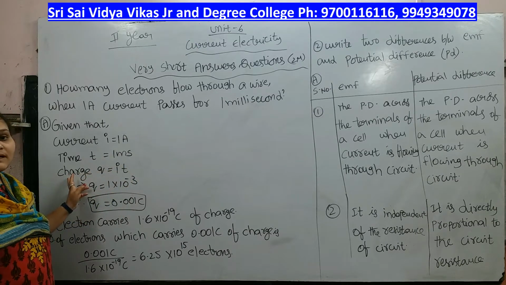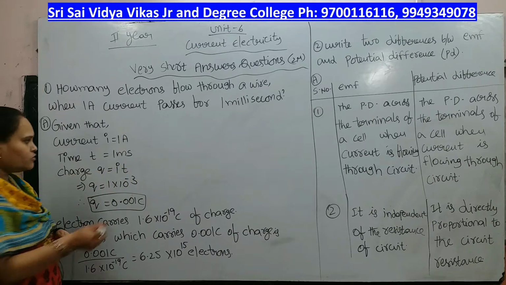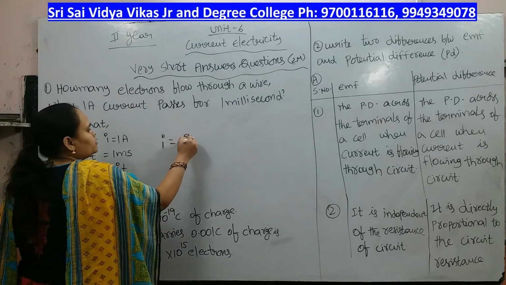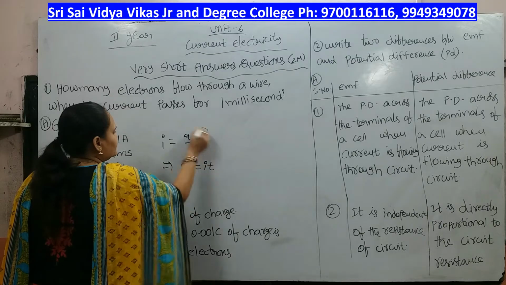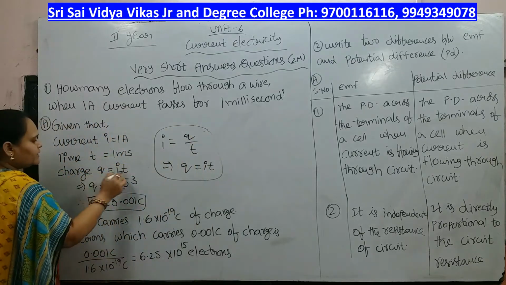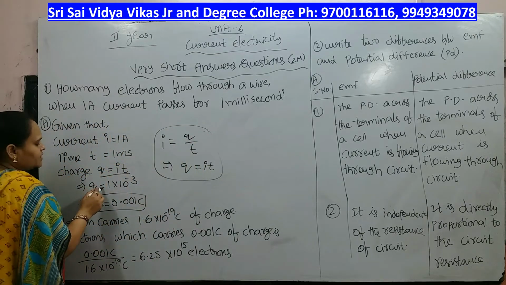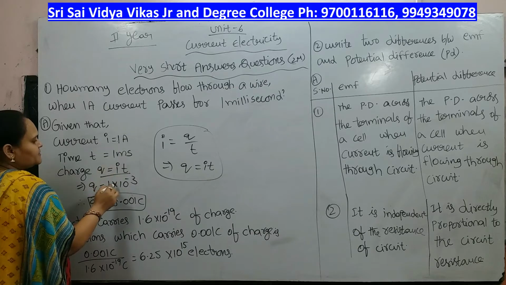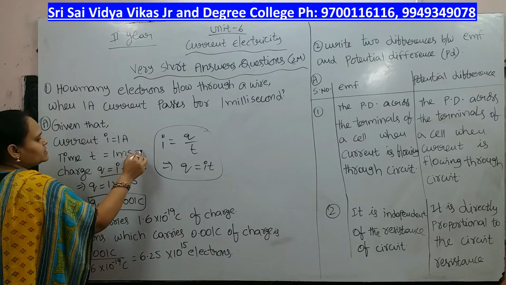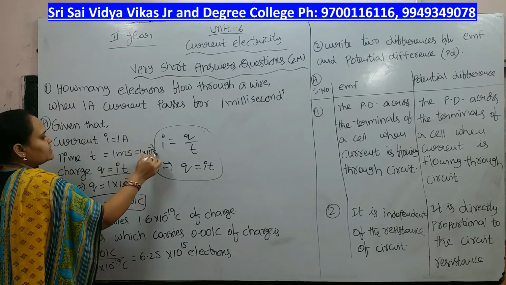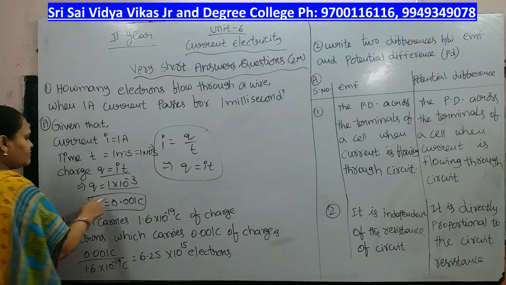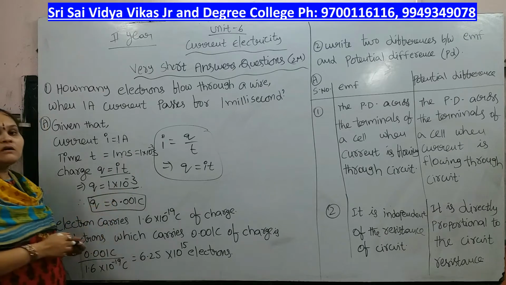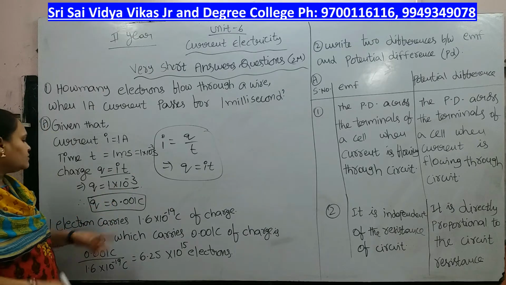and we know that current I equal to Q by T. Everybody knows current I equal to Q by T. For this we can write Q equal to IT. Then Q equal to I, which is 1 ampere, into 1 millisecond. That means 1 into 10 to the power of minus 3 seconds. Therefore, from this we can write Q equal to 0.001 coulombs.